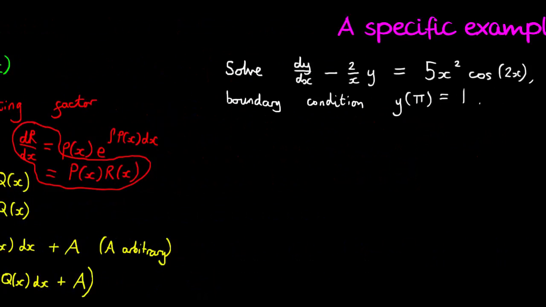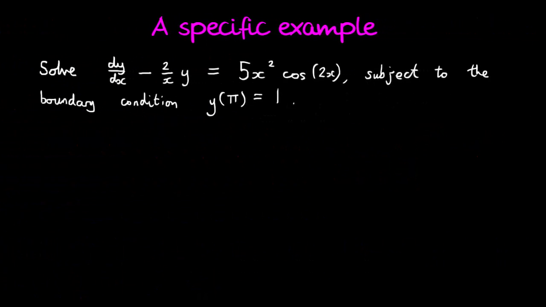Now let's move on to look at a specific example with some actual functions instead of this general p and q. So in this specific example that we're going to look at, we're asked to solve dy by dx minus 2 over x times y equals 5x squared cos 2x. And we've got a boundary condition as well that says that when x is equal to pi, then y should be equal to 1.